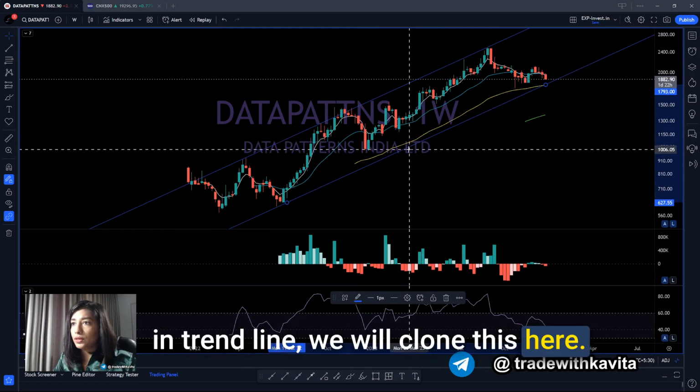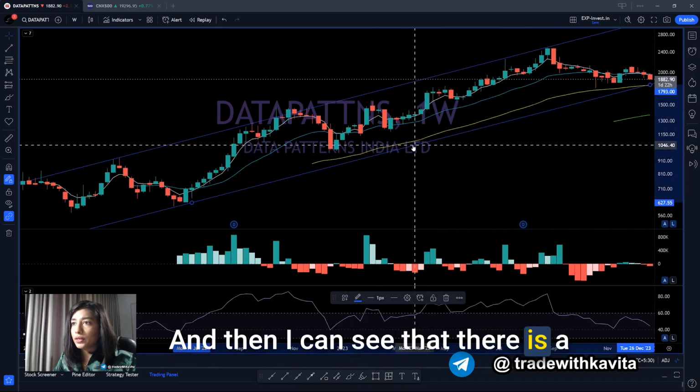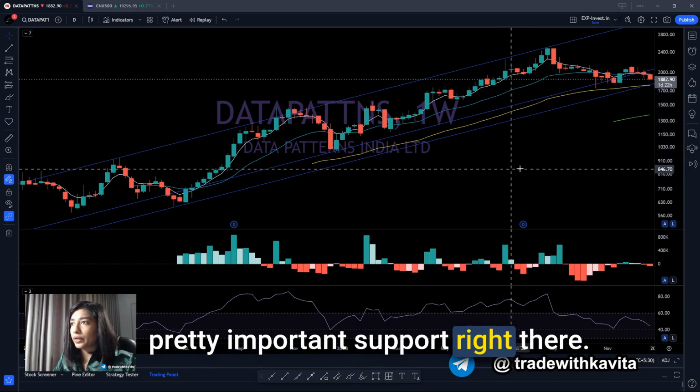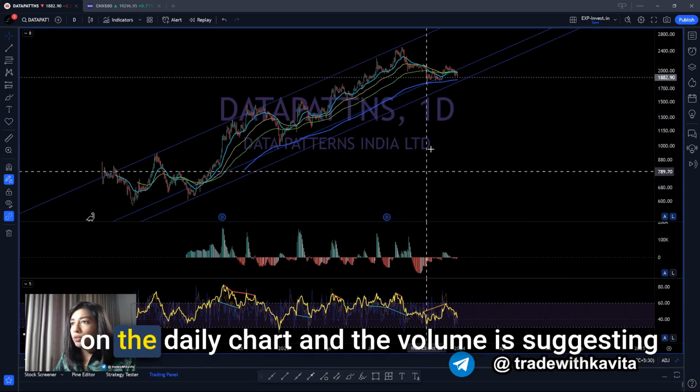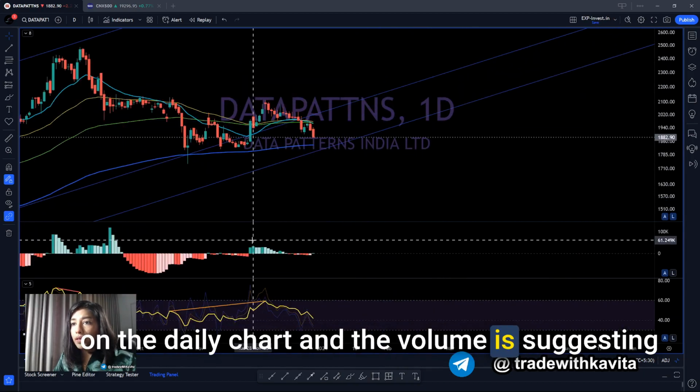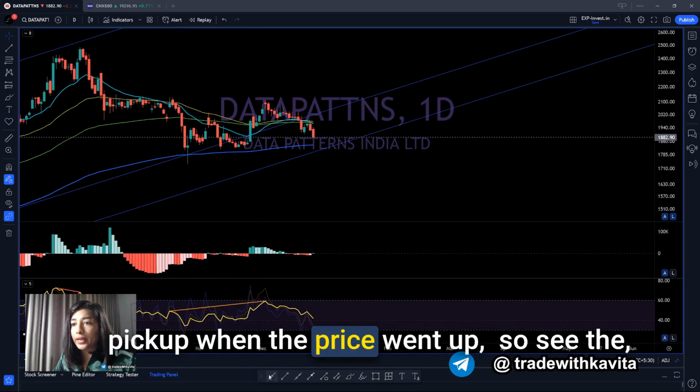We will clone this here. And then you can see that there is a pretty important support right there. So I see the stock is heading for the 200 EMA on the daily chart, and the volume is suggesting pickup when the price went up.